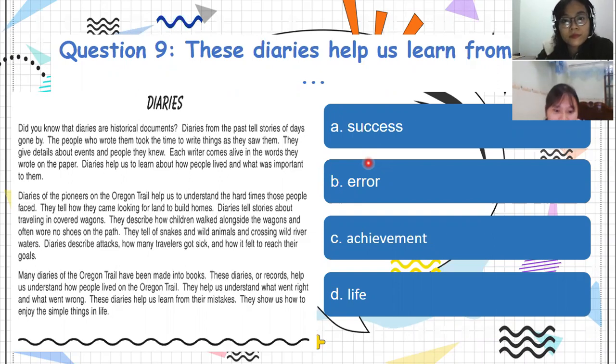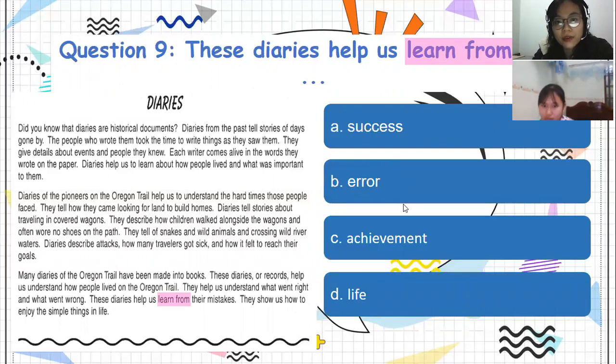Life. No. Okay, can you see the word learn? Learn from something, right? So I have learned from... We have learned from the mistake. Okay, mistake. So what is the word that has the same meaning as mistake? Not success, right? Not achievement or life. Okay, the correct answer will be error.